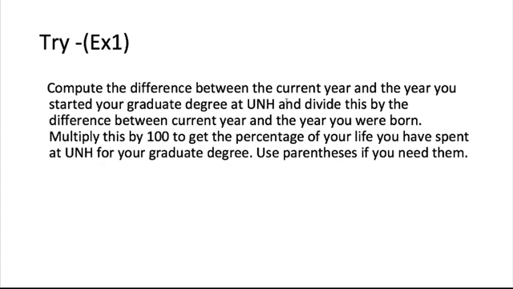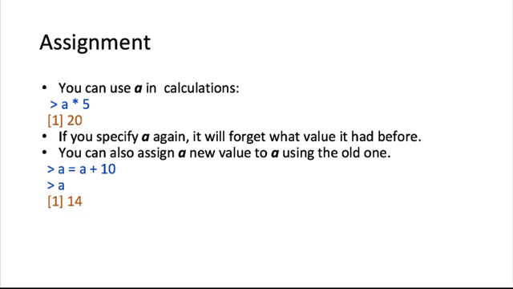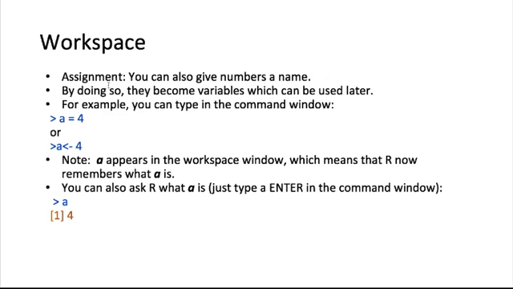So in order for you to do that, you can assign that date to a letter or a bunch of letters, and then later on use it. Assignment is quite straightforward. For assignment, you can give numbers a name, and when you do this, it becomes known as a variable because the value could vary at some later time.